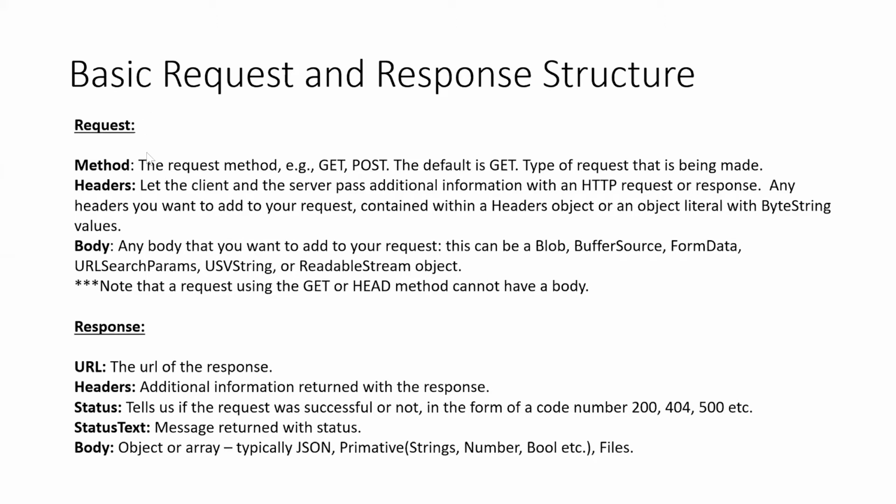But for the request, we have the method, which is what type of request we are sending. It tells the API server what type of request you're sending over, be it a GET, which is like getting data, or a POST, or a DELETE, or a PATCH, or some other type of request that's being sent over.